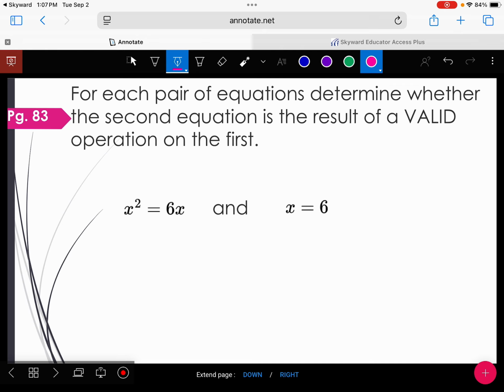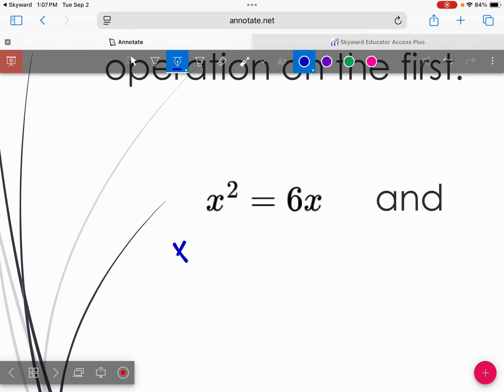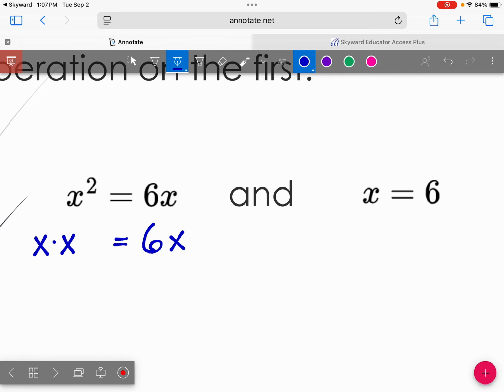X squared is x times x. That is absolutely valid. You can 100% write this as that. You can absolutely rewrite it like that. We want to know if what they did here was okay. Yes, x times x, and then we can just subtract it, from this one to this one. Is that okay?